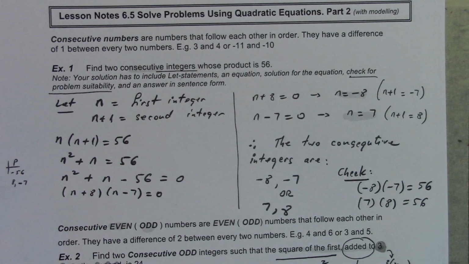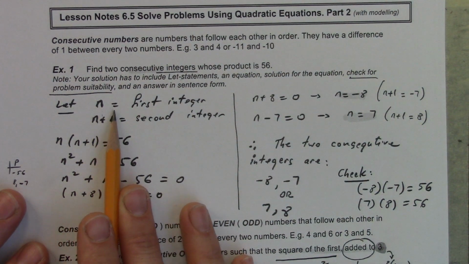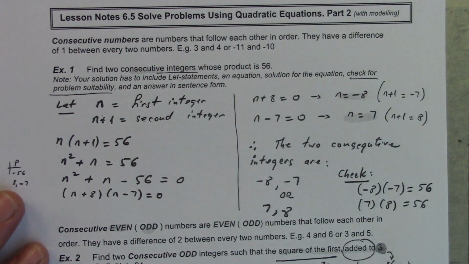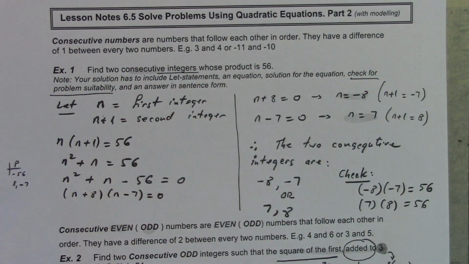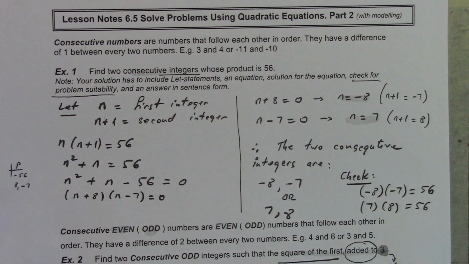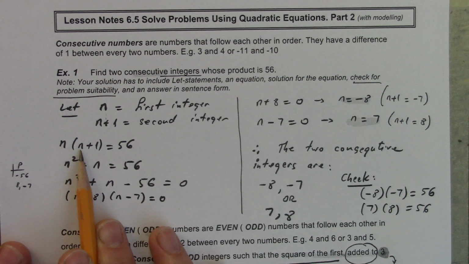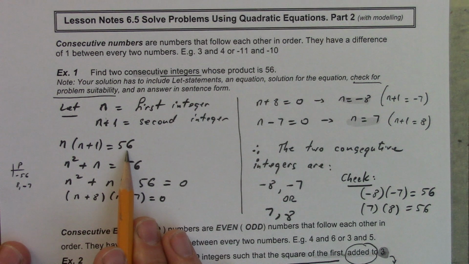So we use this statement called let. We're going to say let n, which is representing a number, equal the first integer. And then our second integer, we know will have to be different by 1. So we could either say n plus 1 or n minus 1, but it has to be different by 1. We're going to keep it simple here, not worry about the negative. We're going to say n plus 1 is our second integer. Now we know the product is when you multiply those two integers. So we have n times n plus 1 has to give you 56.